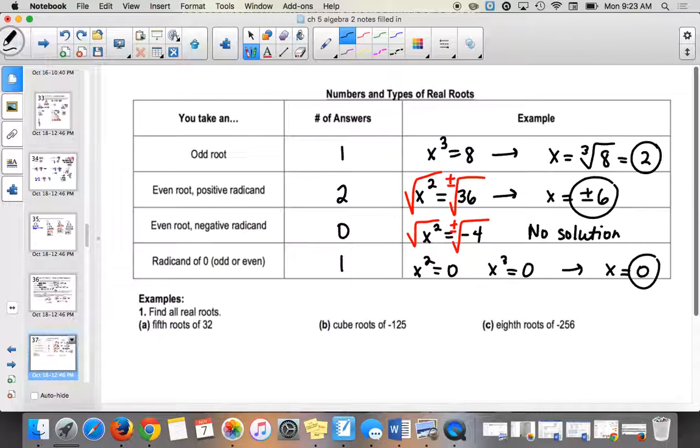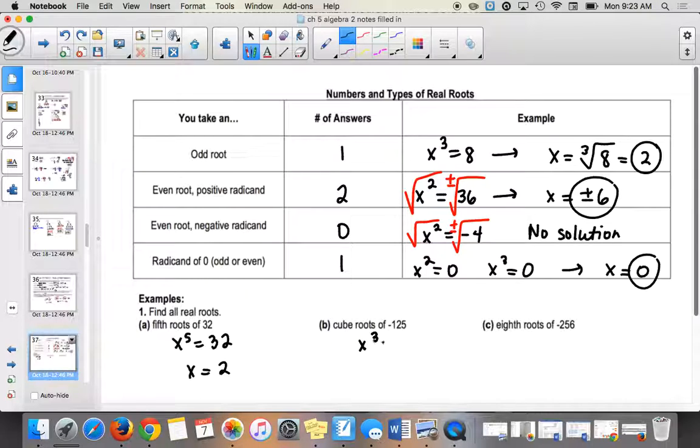All right, so find all real roots. So the fifth roots of 32. So if I was solving an equation and I said x to the fifth is equal to 32, what would my answer be? Do you guys know what it is? 2. Yeah, it's 2. Sorry, I thought you said 5. All right, the cube roots of negative 125.